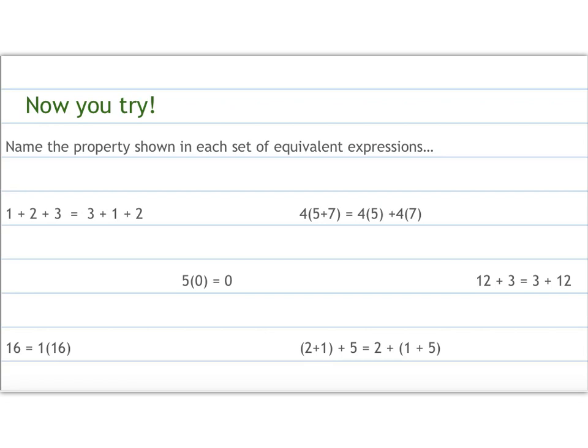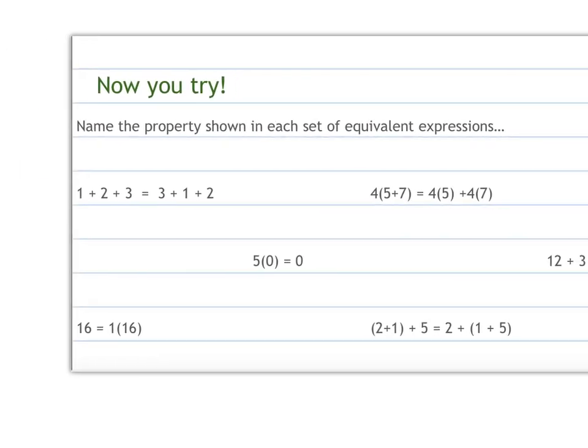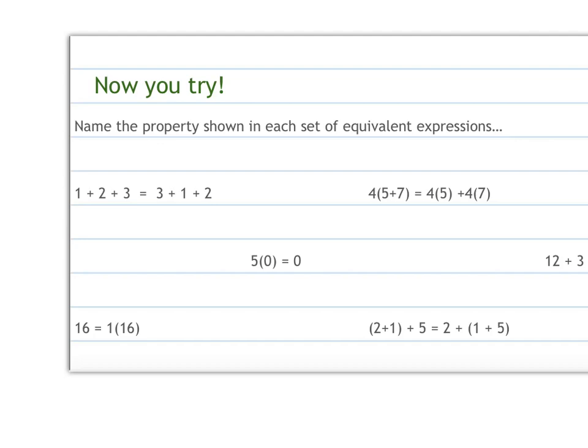So now you try. Watch the directions, and try to do what it's asking based on the properties that you have in your notes. You're being asked to name the properties for each of the equivalent expressions. So this one, I notice that I have 1, 2, 3 is equal to 3, 1, 2. I notice that the order changed. Nothing was grouped, so this one is commutative of addition. The order changed.